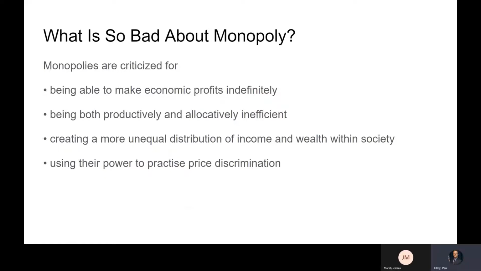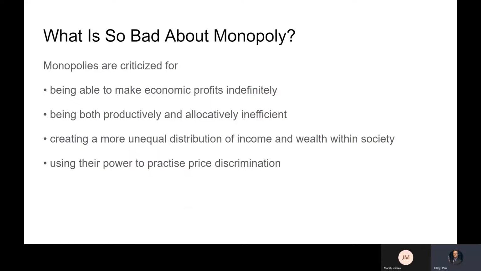What's so good about a monopoly and what's so bad about a monopoly? Well, what's so bad about a monopoly? Monopolies are criticized for being able to make economic profits indefinitely. If, for example, there's no competitors, there's no threat to a monopoly to lose its share of the market. So as a result, it can make economic profits indefinitely. They're both productively and allocatively inefficient. They don't need to be efficient. As long as they can make a profit is all their concern is.